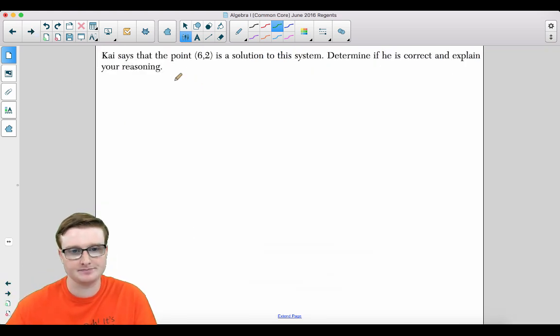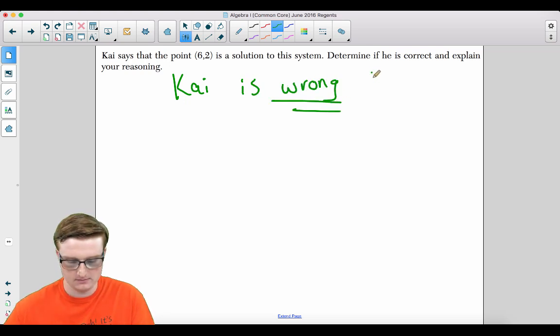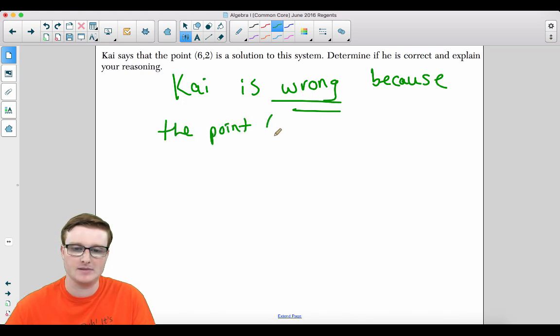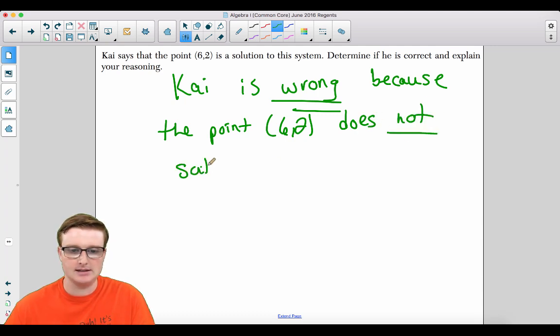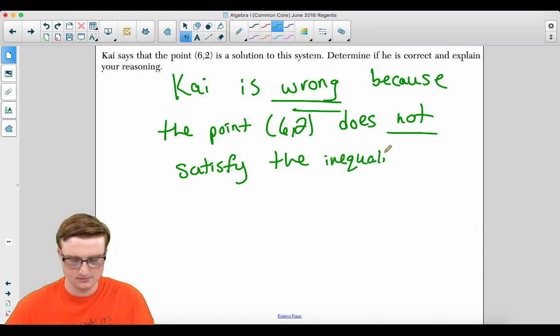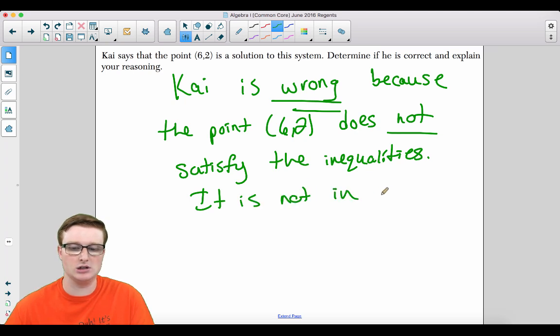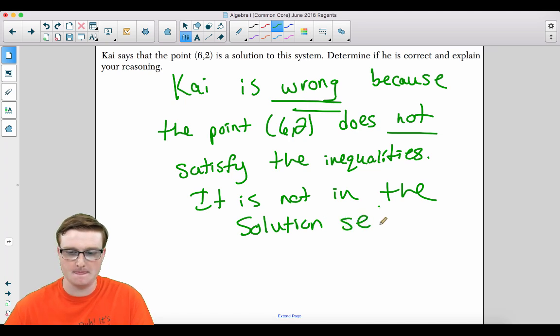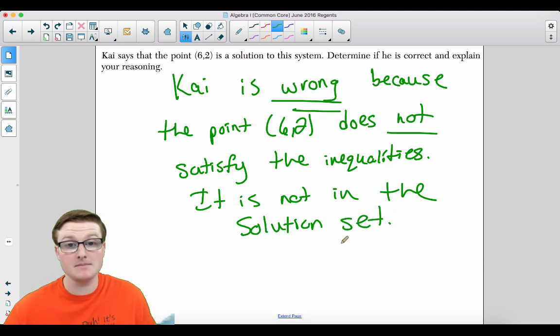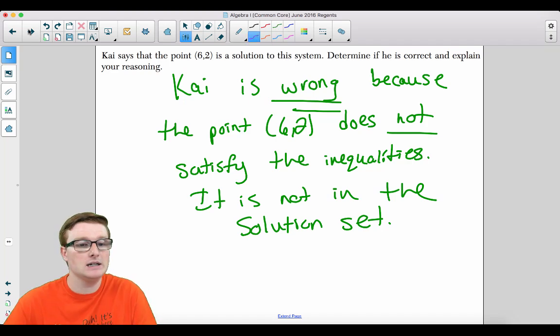So we're going to say that Kai is wrong because the point (6, 2) does not satisfy the inequalities. You could also say it is not in the solution set. Either one of those answers is fine, and that will give you full credit. All right, moving on to 35 here.